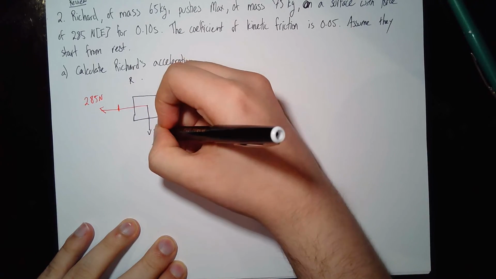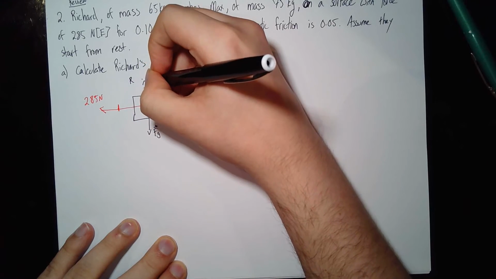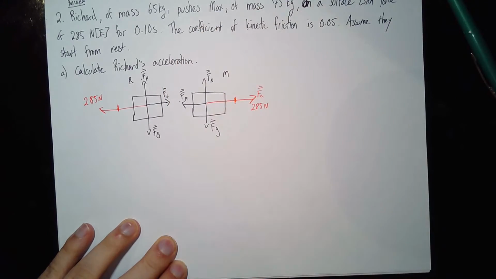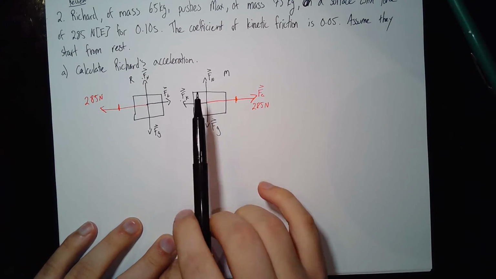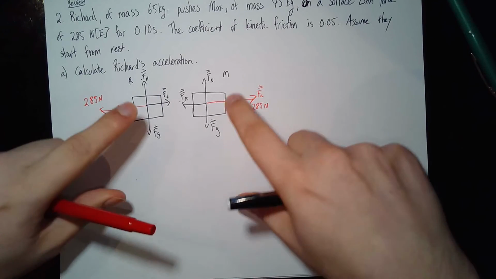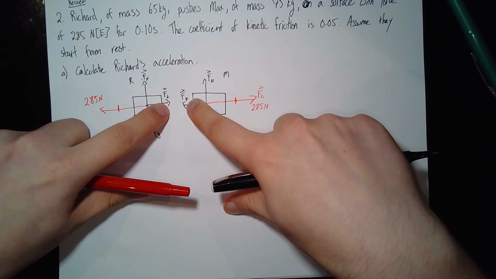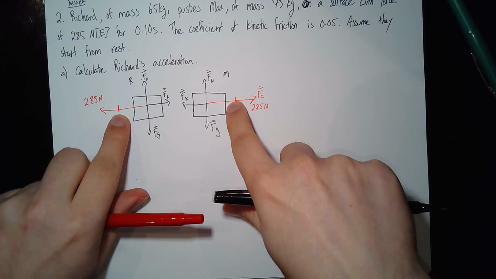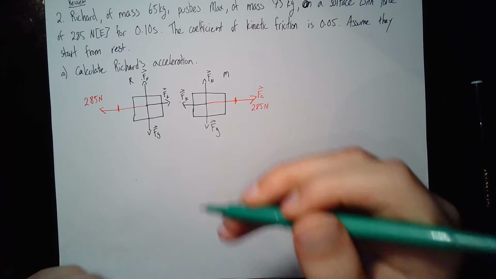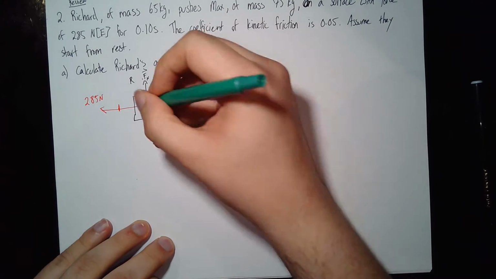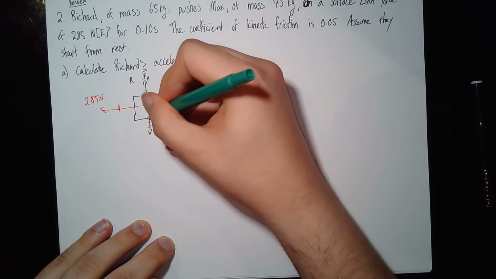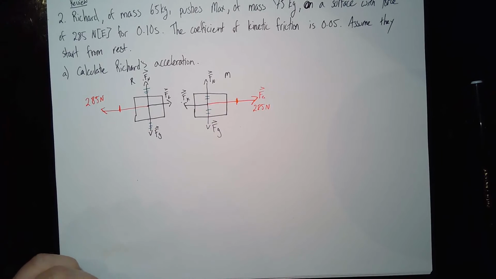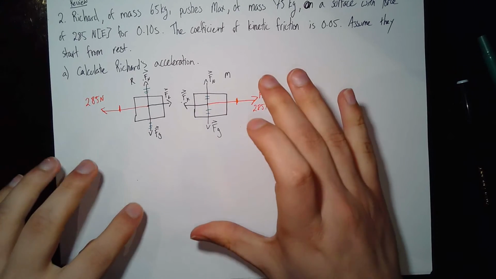And for Richard, we also have a force of gravity, a normal force, and a force of kinetic friction. Although remember, since they don't have the same mass, these forces of gravity are not equal, these normal forces are not equal, and these forces of kinetic friction are also not equal to each other. Really, it's just these two forces that are equal to each other. And then we also know that since it's not accelerating upwards or downwards, these forces are equal to each other and these forces are equal to each other. Okay, so now we have the situation drawn.